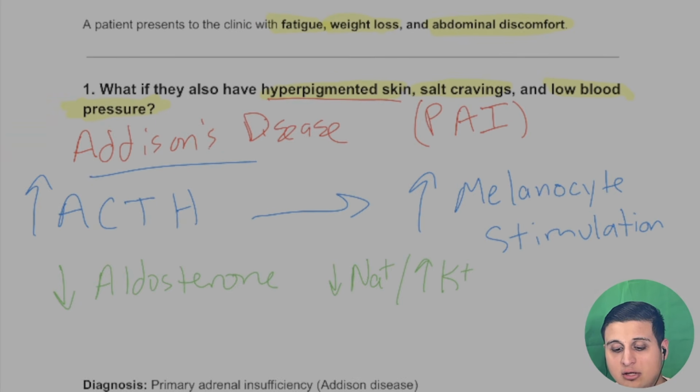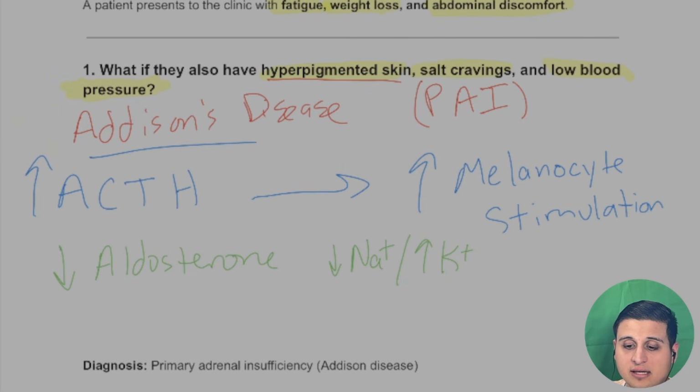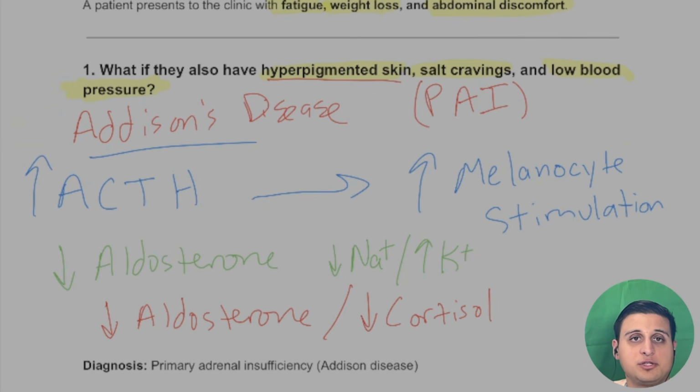All right, and then low blood pressure, that's also due to the fact that we don't have aldosterone and we don't have cortisol, right? So with low aldosterone, we don't have that renin-angiotensin system that can function, and we have low cortisol. Cortisol also helps increase our blood pressure, especially during times of shock, right? So this is how we see that hypotension.